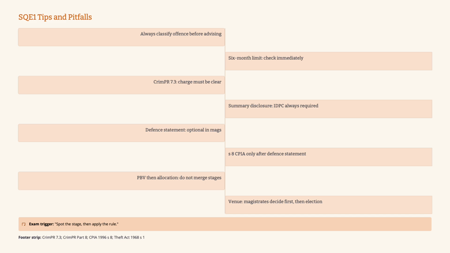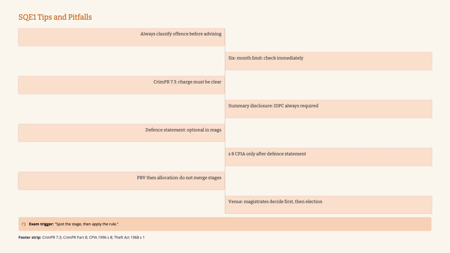So tips and pitfalls. First, always classify the offense before advising on anything else. Is it summary only or either way? Classification determines which procedural track applies. Second, for summary offenses, check the 6-month time limit immediately. Calculate from offense date to charge or accusation. This is often the first issue in exam questions.